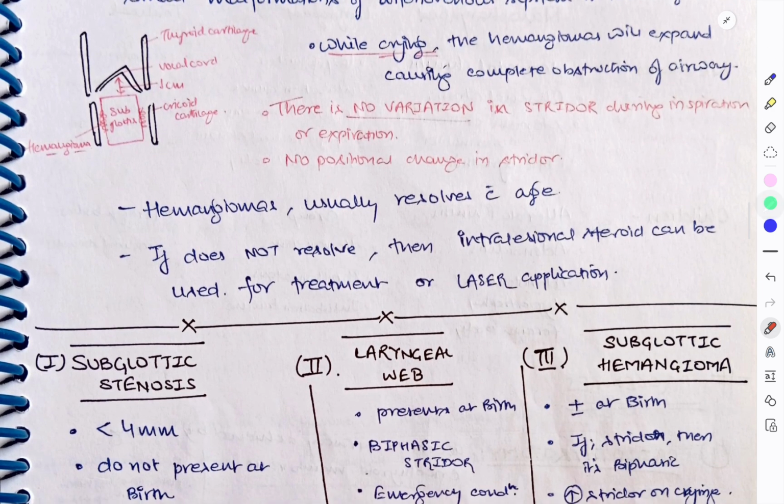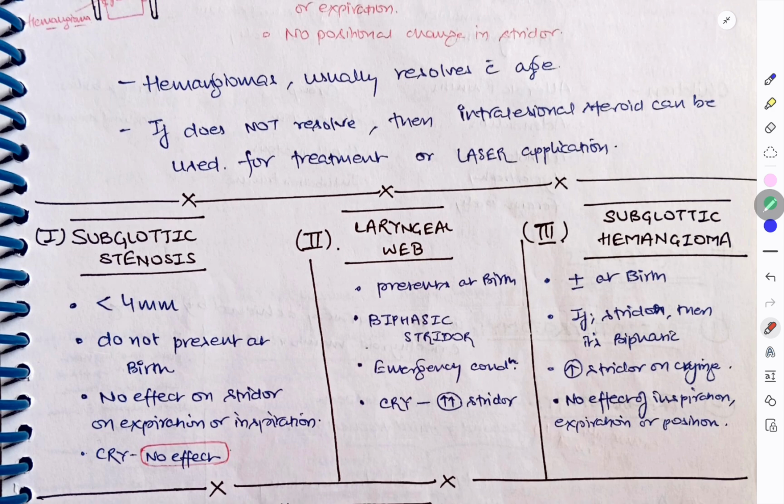If we summarize subglottic stenosis, laryngeal web, and subglottic hemangioma: in subglottic stenosis, the subglottic area is less than 4 mm, and it does not present at birth because there is some space there, and there is no effect on stridor with inspiration or expiration, and no effect with crying is seen. But in laryngeal web, it presents at birth, there is biphasic stridor, it is an emergency condition, so we have to go for tracheostomy, and on crying the stridor increases.